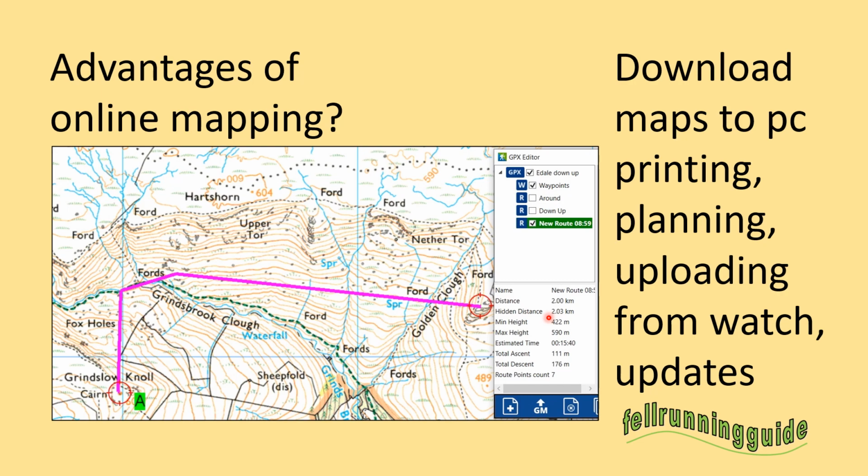And also with the map itself, you get regular updates. So if something changes on the map, say for example something gets built, they build a new path somewhere, then once the map gets updated by Ordnance Survey, automatically, if you've got an online subscription, that updates so your map doesn't become outdated.